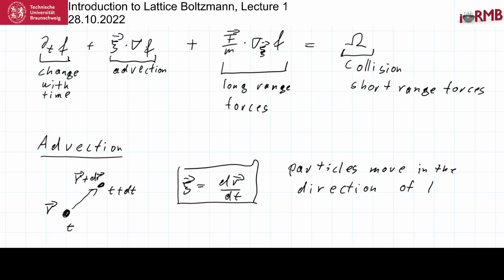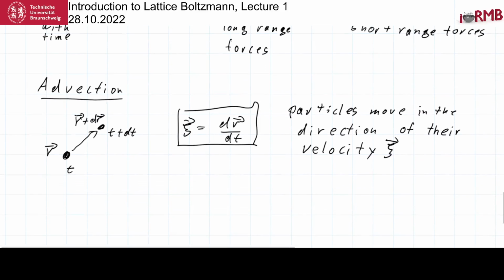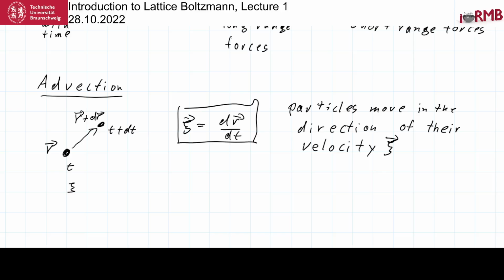Remember that f is a function of the microscopic velocity. This is very important. We always have to distinguish between the microscopic velocity, which is the thing that we have in the Boltzmann equation, and the macroscopic velocity that we have in the Navier-Stokes equation.